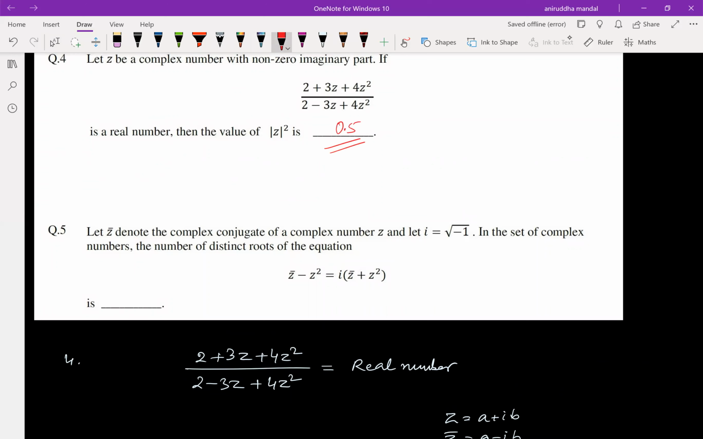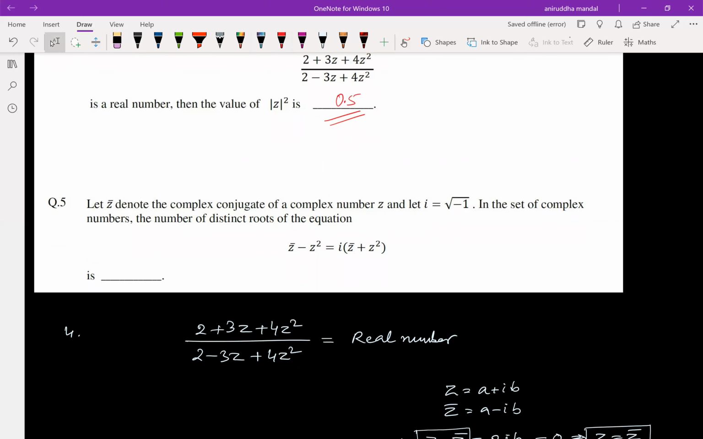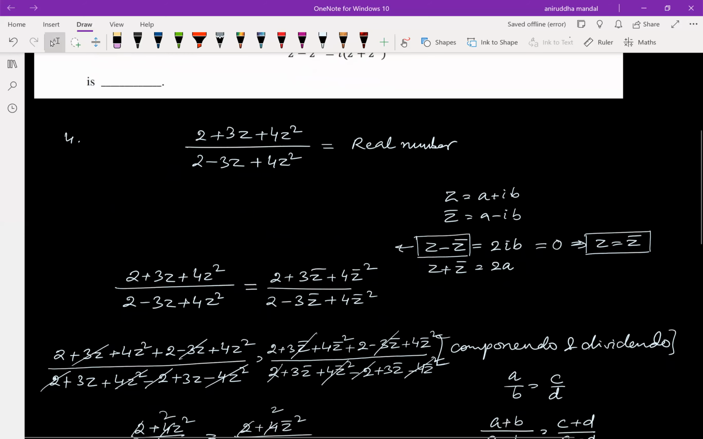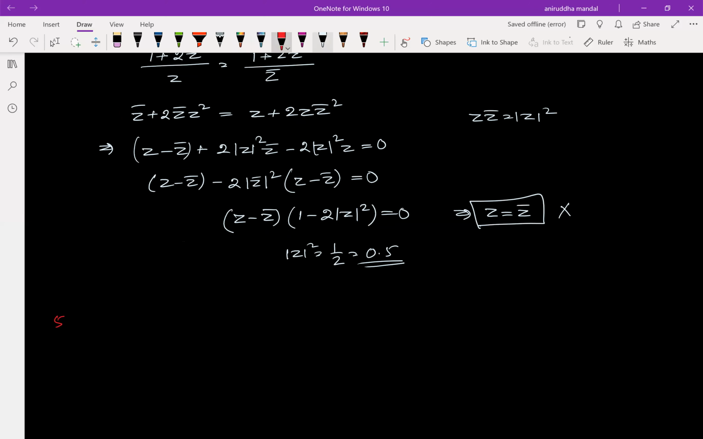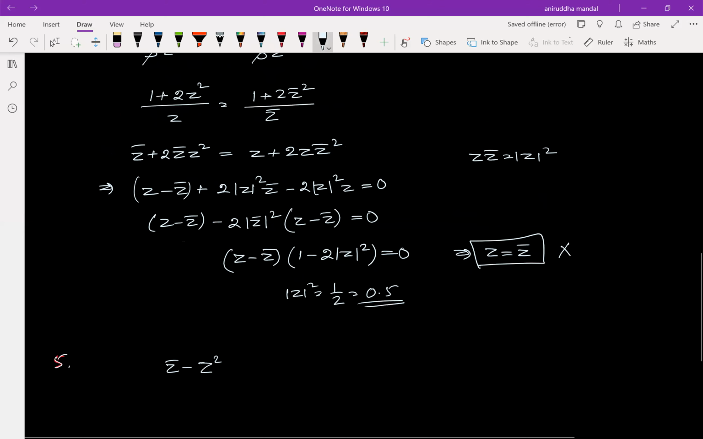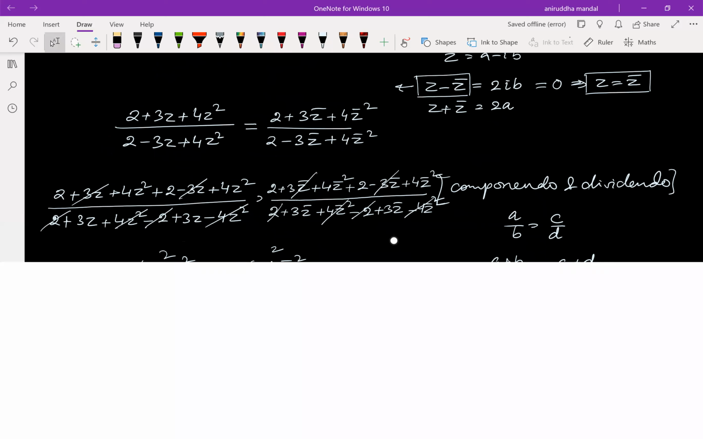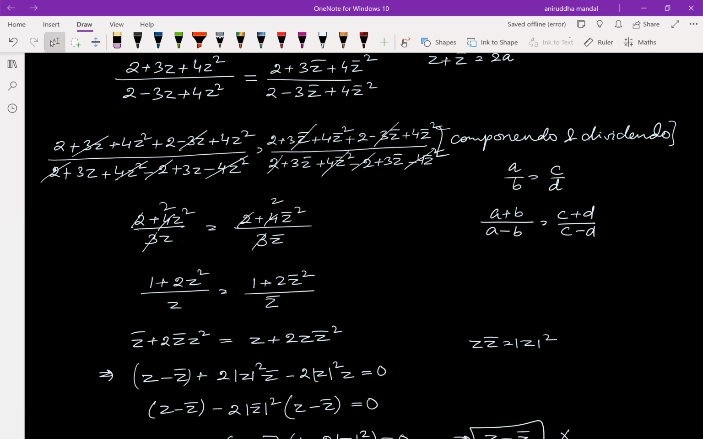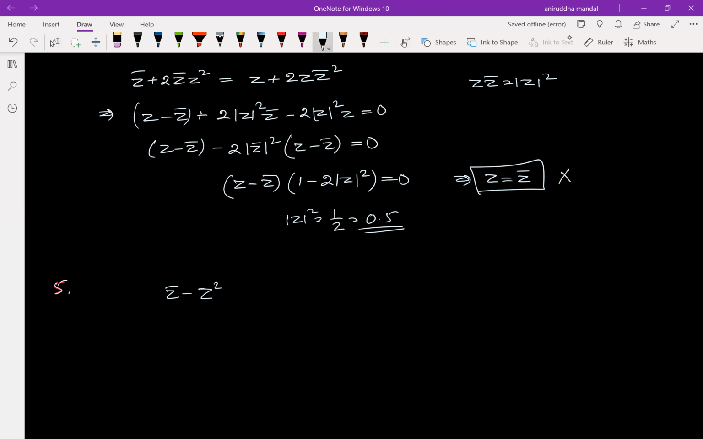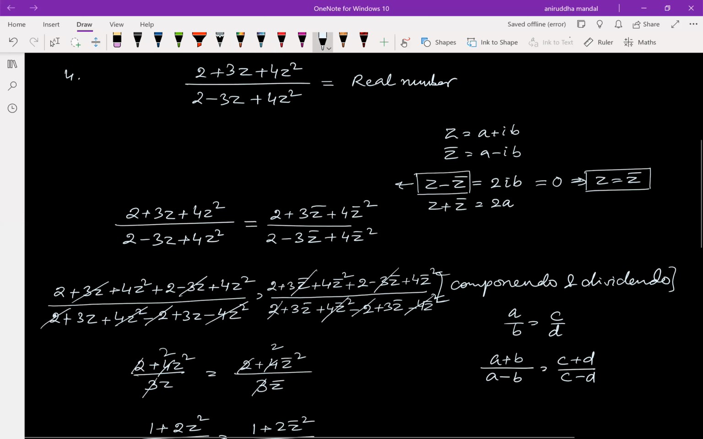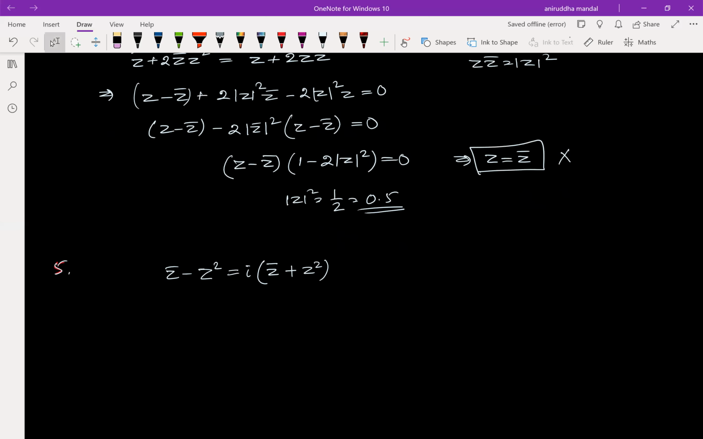Now come to the second question. Let z bar denote the complex conjugate of a number z. The question asks for the number of distinct roots of this equation. Let me write it. Question number 5: z bar minus z square equals i times (z bar plus z square). So what we can do is take this in the denominator.